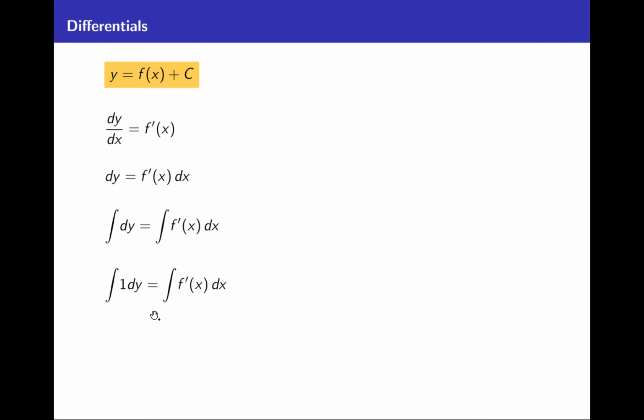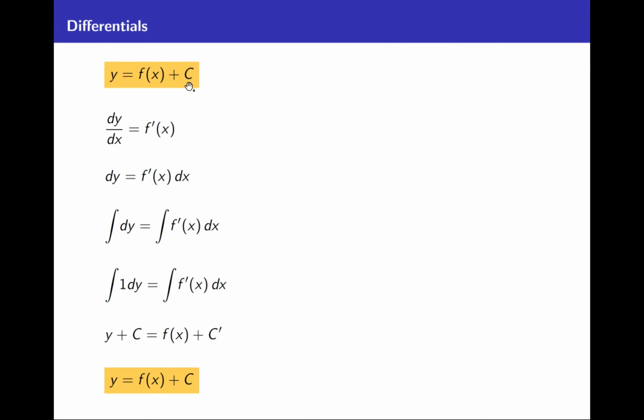We could now evaluate these two integrals. The integral of 1 dy, that's a function of y whose derivative is 1. Well, that would be y plus c. On the other side, what about the integral of f prime of x dx? That's a function whose derivative is f prime. Well, that's f of x plus another c. We'll call it c prime. Now add or subtract c from both sides and consolidate into one single constant, and look what you get. y equals f of x plus c. We got right back to where we started.